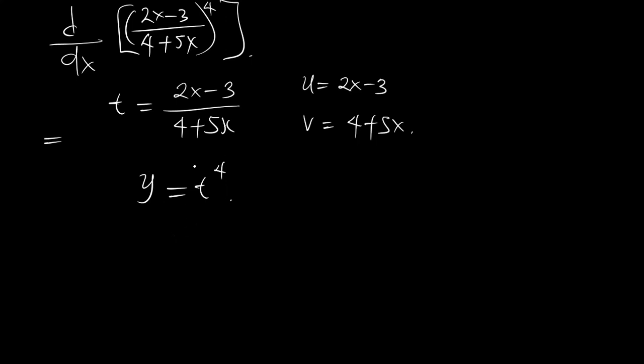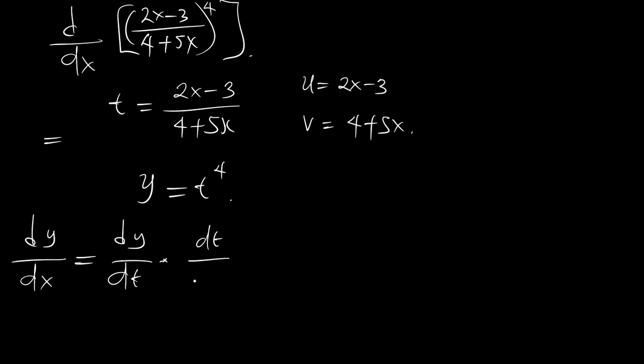Now let's do the derivative of this. The derivative of y with respect to x is equal to the derivative of y with respect to t times the derivative of t with respect to x. But inside here there is a quotient, so there is a quotient rule that we're going to apply.